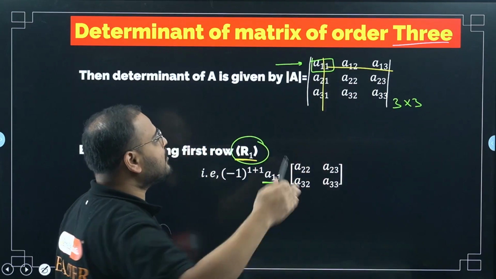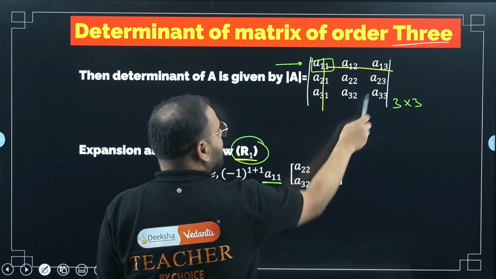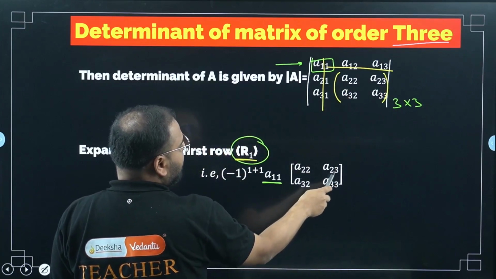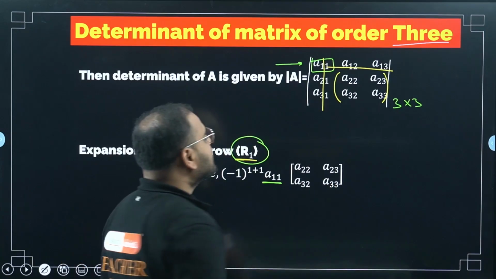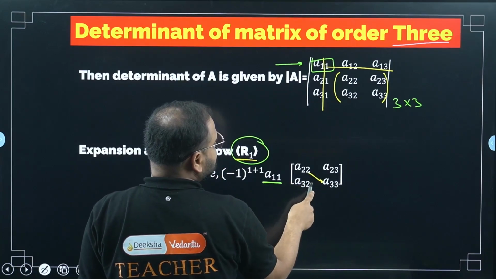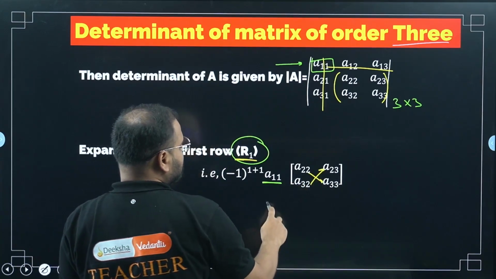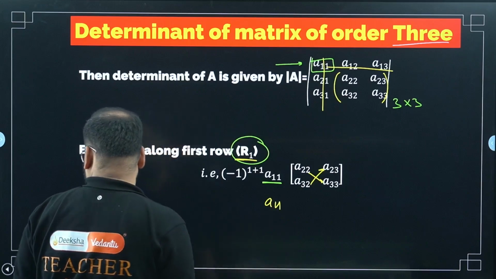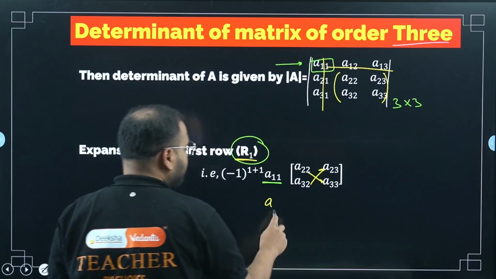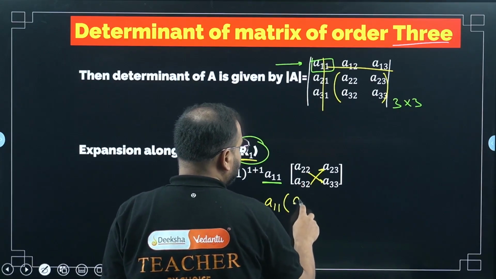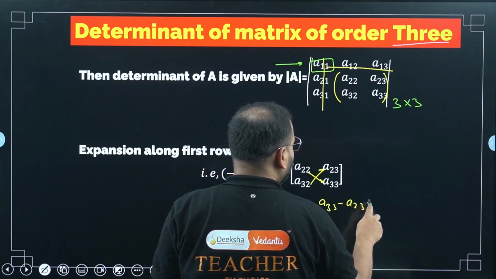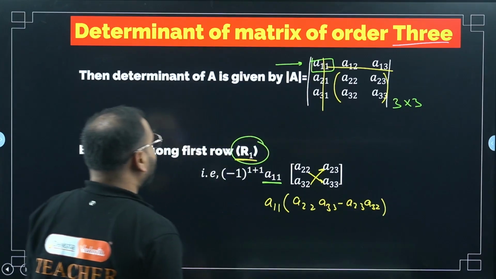So I will not consider that. What is left after that? Simply A22, A23, A32, A33. Now how to find this square matrix's determinant? Same way, this times this minus this times this. You have to write the expansion. A11 times what? A22 A33 minus A23 A32. Okay, what about this part, sir?